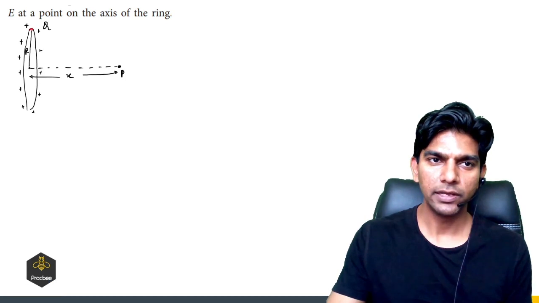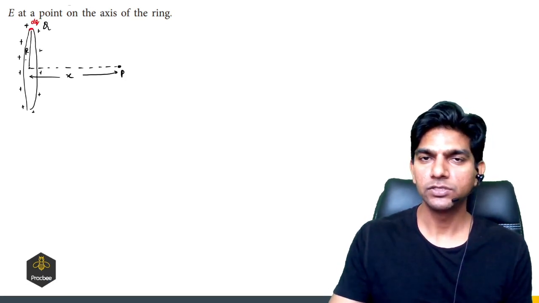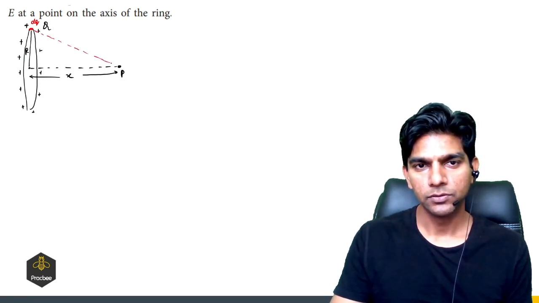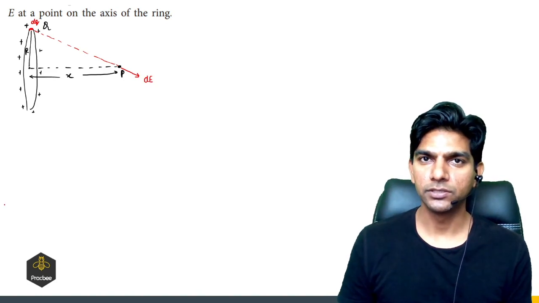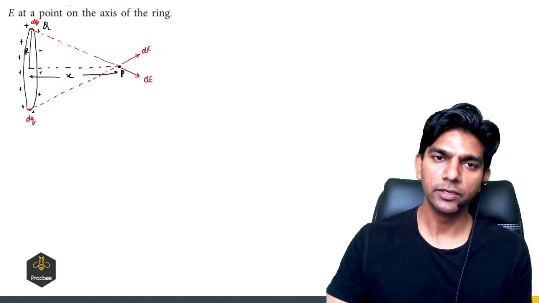So when we have an extended body, we'll take a small element. I'm taking a small element at the topmost point, and let us say this element has a charge dq. Now due to this element, if I want to find the electric field at point P, I know the electric field will be away from the positive charge. So this is the electric field by this point charge. Now if I take another element on the diametrically opposite end, let us say this also has charge dq, and due to this element the electric field will be away from the positive charge. So this is again dE.